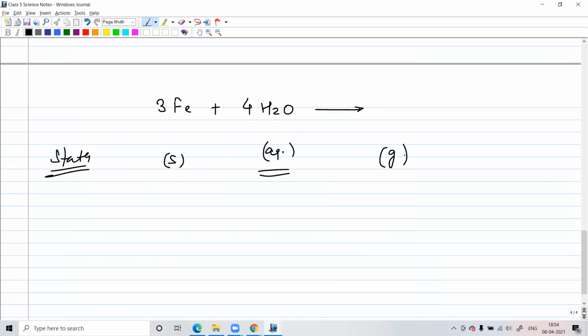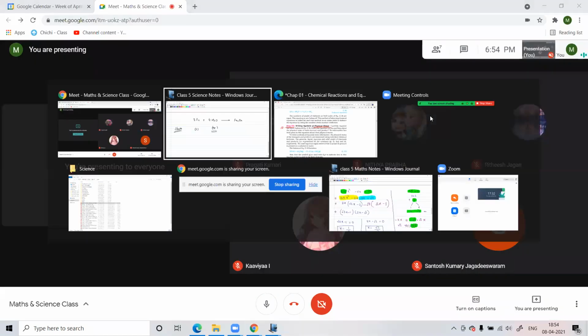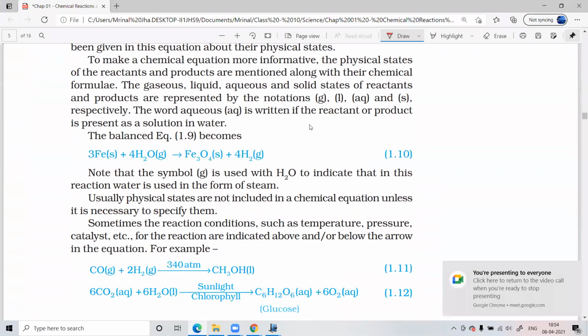And when something is solid, like Fe3O4, this could be, let's see, what kind of state it is in. As you can see here, iron was solid, and this H2O, normally it is liquid, but it is in gaseous form. So they are taking steam. They are making this iron react with the steam.